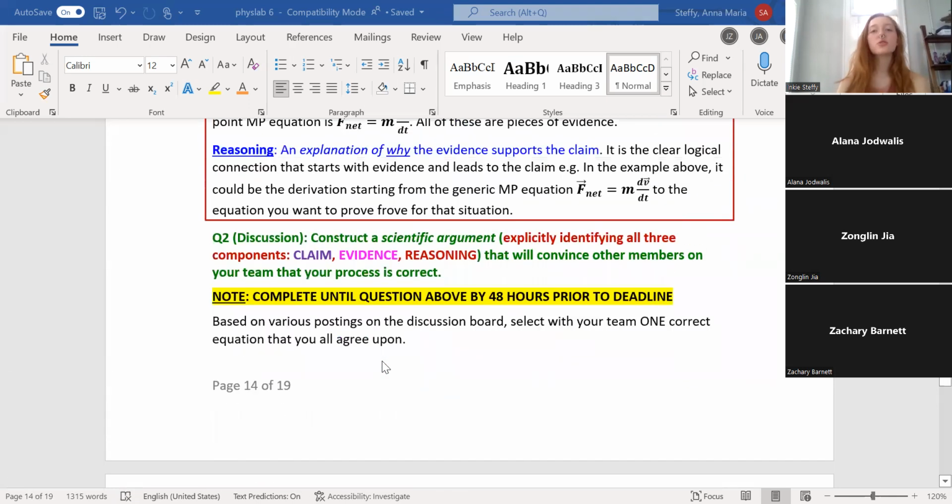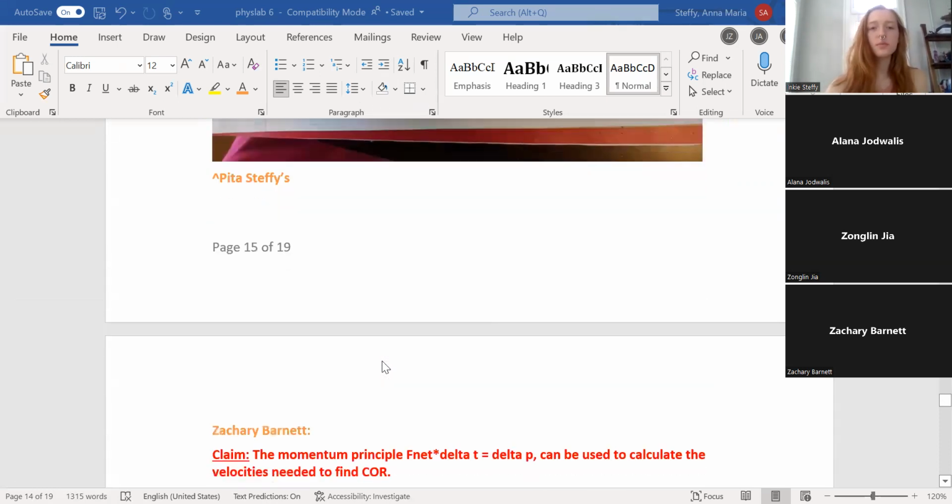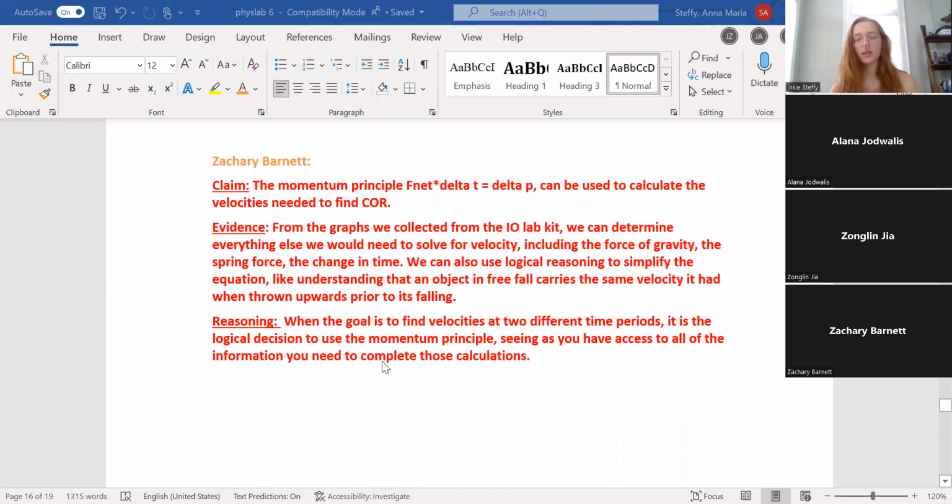Okay. Construct a scientific argument explicitly identifying all 3 components, which is claim, evidence, and reasoning, that will convince other members of your team that your process is correct. And we can start looking here. What was your process, Zach?